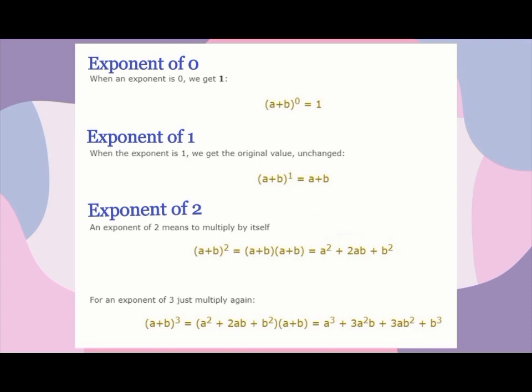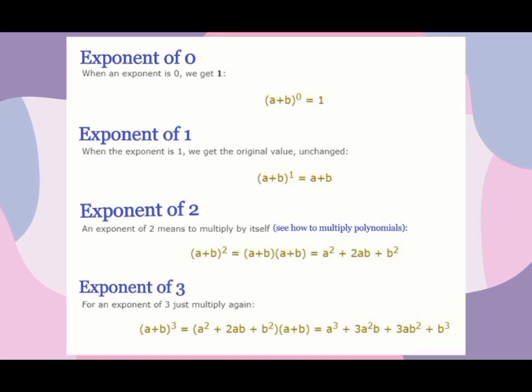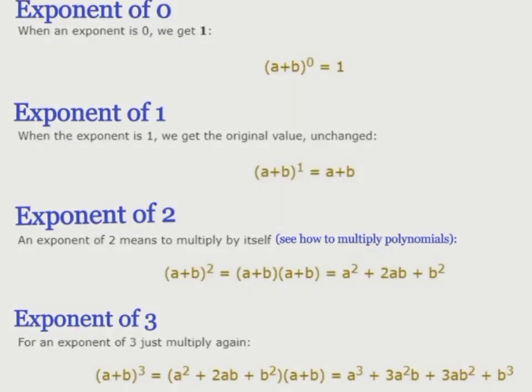Exponent of 2: an exponent of 2 means to multiply by itself. See how to multiply polynomials. Exponent of 3: for an exponent of 3, just multiply again. A plus b to the power of 3 equals a squared plus 2ab plus b squared, multiplied by a plus b, equals a cubed plus 3a squared b plus 3ab squared plus b cubed.